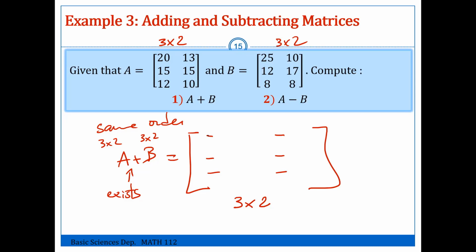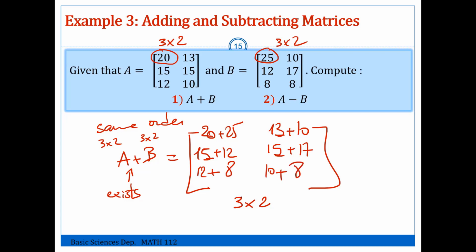A11 plus B11. Exactly. Using the values here, we'll have 20 plus 25, the element 1 in A plus the element 1 in B. Here we'll have 13 plus 10, 15 plus 12, 15 plus 17, 12 plus 8, 10 plus 8. Now this is the sum matrix. It's a matrix, so this is easy, straightforward. This is how to make the sum.